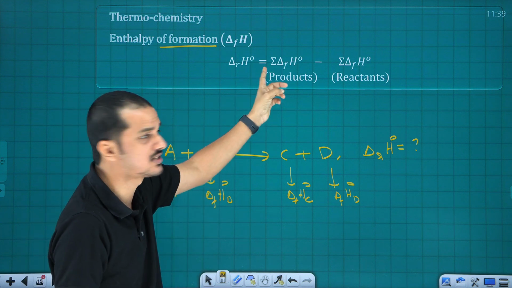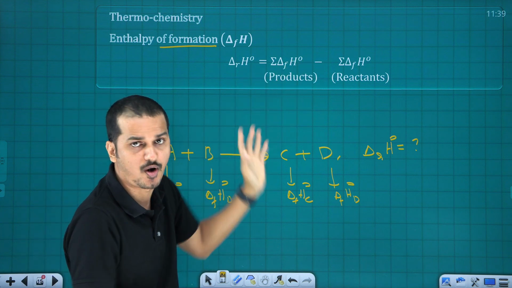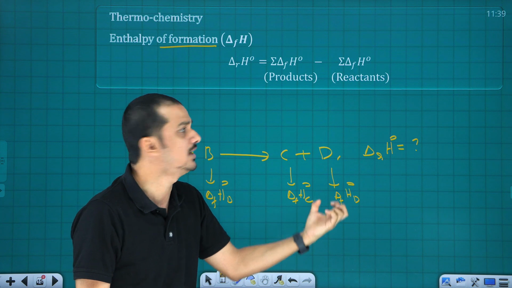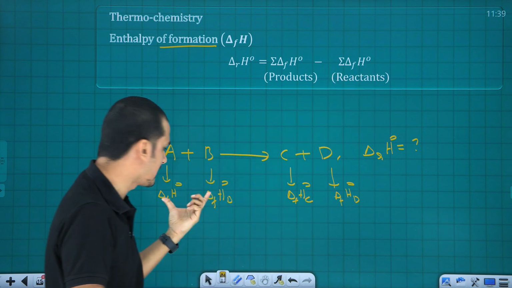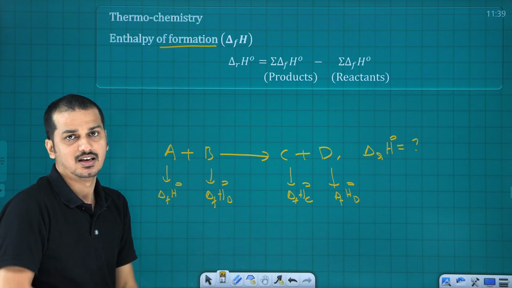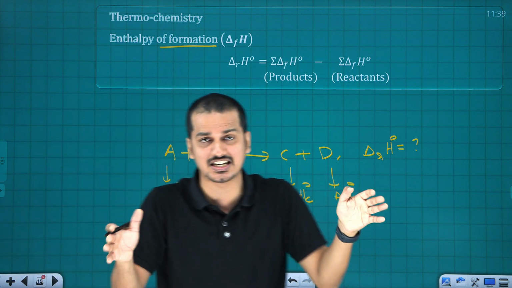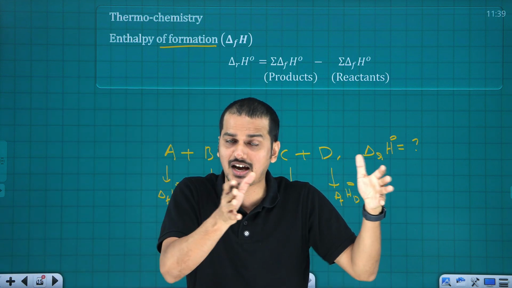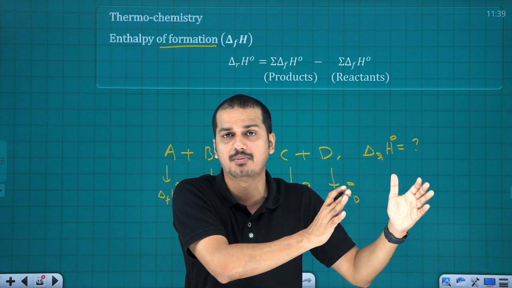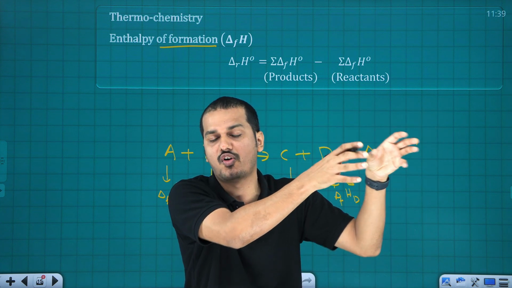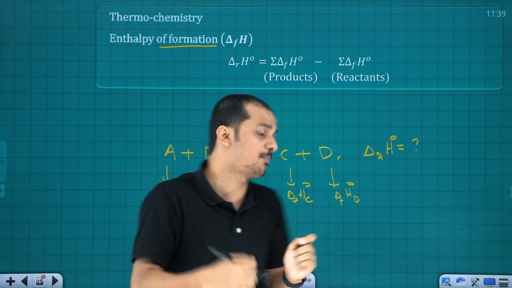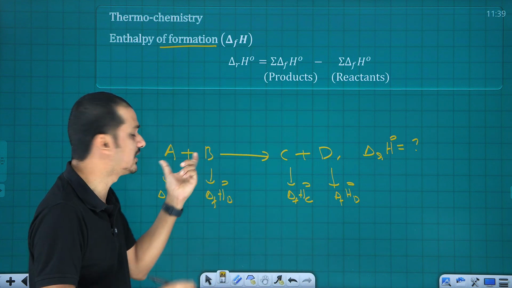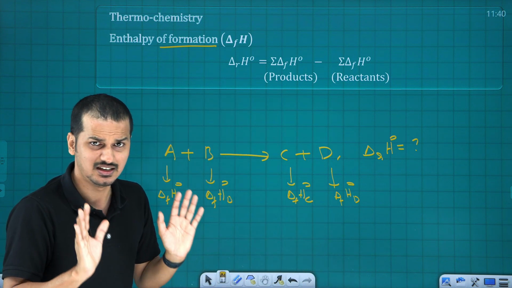Enthalpy of that entire reaction is equal to sigma enthalpy of formation of products, that products you have to add, minus sigma enthalpy of formation of what? Reactants. That reactants you have to subtract from that. If they are giving enthalpy of formations of the reactants as well as products for a particular reaction, you have to add the products' enthalpy of formation, then subtract the enthalpy of formation of reactants. Then you will get the enthalpy of reaction. That idea is clear, yes or no?